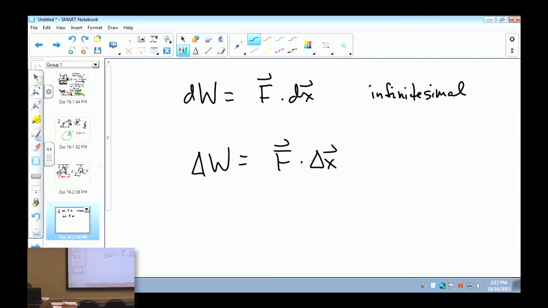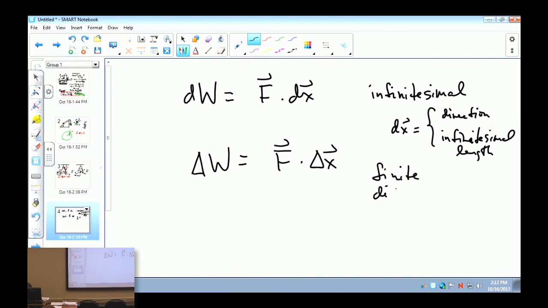Okay, so dx here is a vector. Some direction is specified, right? But it has infinitesimal length, arbitrarily small length. So dW is arbitrarily small. Okay. So the lower equation has to do with a finite displacement. That is, if I go 1 meter, then we're talking about the lower expression. So this is a finite displacement.